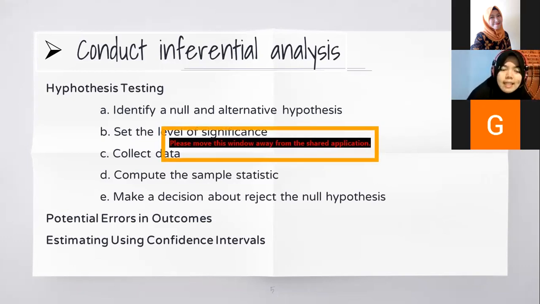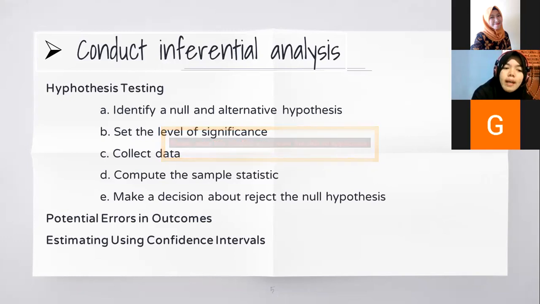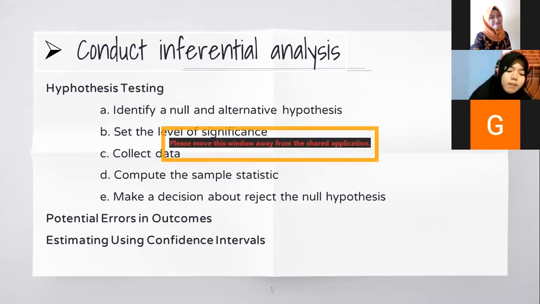After the hypothesis testing, we will check again. Actually, we just recheck whether there is error or not in our outcomes. It is the next step, potential errors in outcomes. And after that, we can go to the last one. It is estimating using a confidence interval, which is the range of upper and lower statistical values that are consistent with the observed data. Okay, that's all for my explanation.